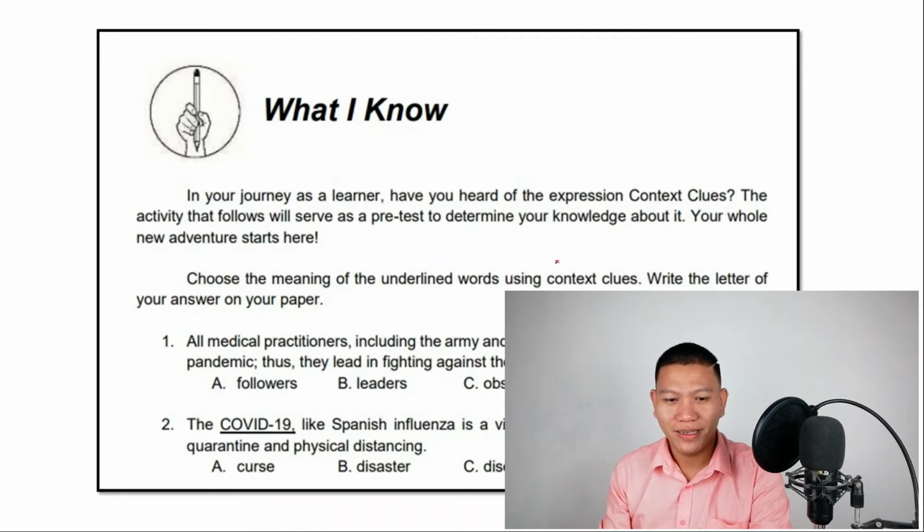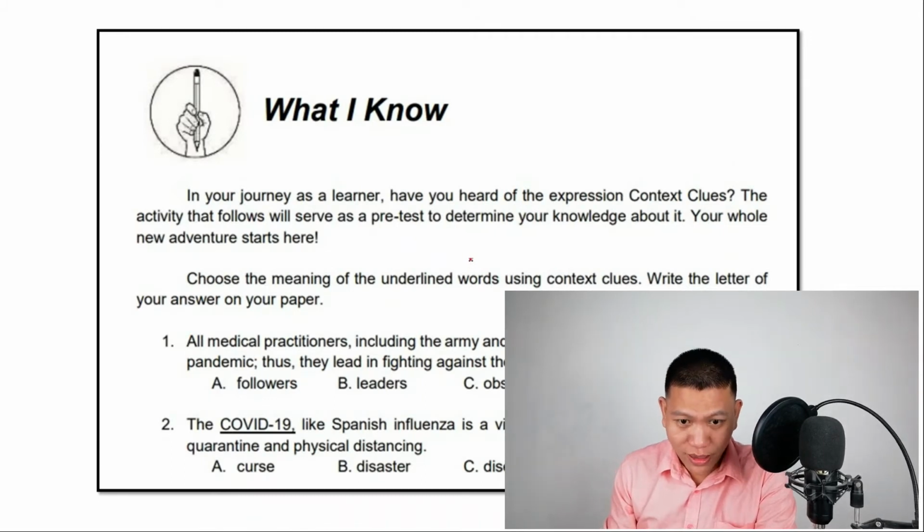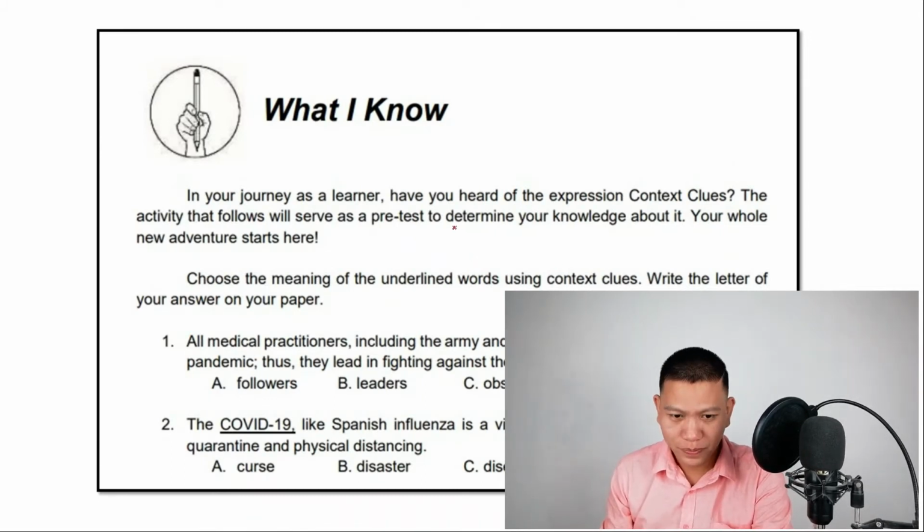Okay, let us begin with the What I Know activity. Choose the meaning of the underlined words using context clues. Write the letter of your answer on your paper. Number 1. All medical practitioners, including the army and police forces, are our frontliners in this pandemic. Thus, they lead in fighting against the COVID-19 disease.